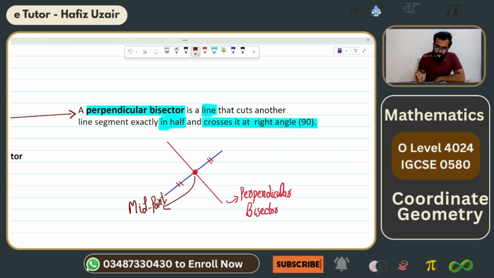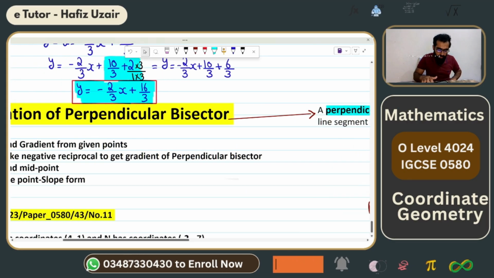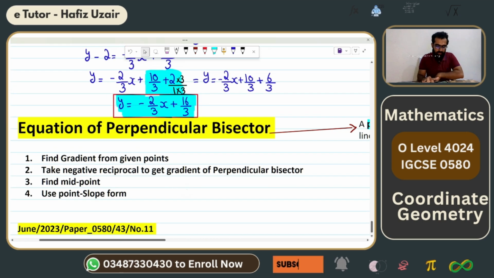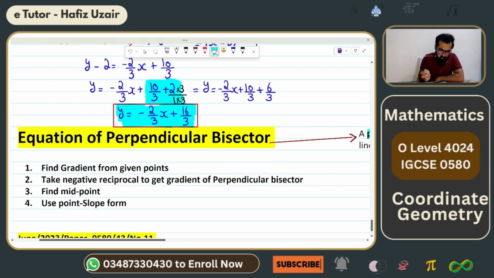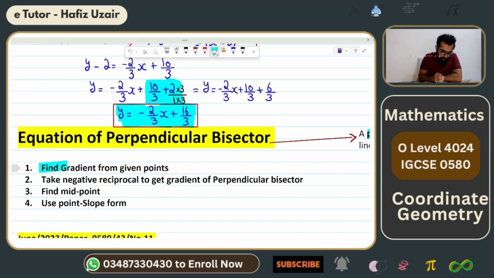Okay, and also it makes a 90-degree angle over here, a right angle over here. So here we will use the midpoint concept and the perpendicular line concept to find the equation of the perpendicular bisector. Now let's discuss a few steps to find the equation of a perpendicular bisector. Just remember these steps, and then you will easily be able to find the equation of the perpendicular bisector. So find the gradient from the given points.